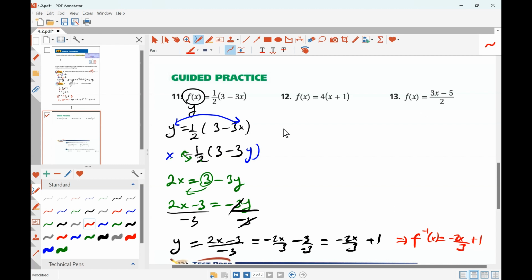So no matter how complicated the function is, by just switching the roles of x and y and solving for y, you can get your inverse function.